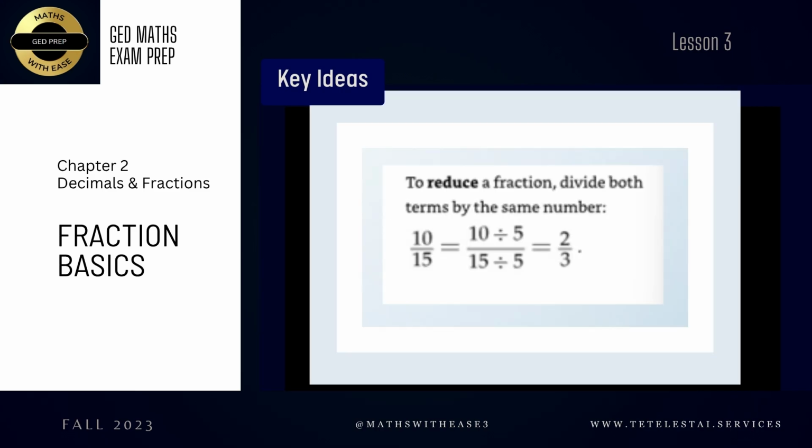So to reduce a fraction, you want to divide both terms by the same number. So 10 over 15, we know that the common factor between 10 and 15 is 5. So we can divide 10 by 5, and that gives us 2. And we can divide 15 by 5, and that gives us 3.